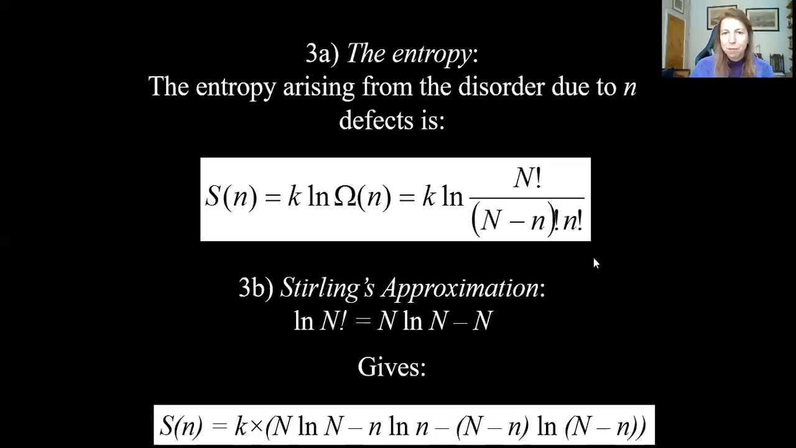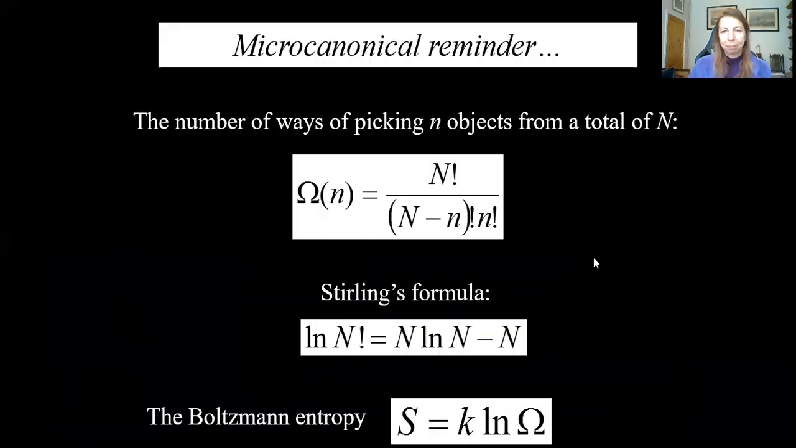So to remind you of the microcanonical ensemble, these are the key equations that we need to know to use it. In the microcanonical ensemble, we need to be able to calculate the statistical weight. And to calculate the statistical weight, we have this formula for counting little n objects from a total of big N objects. So we can use that to assign the statistical weight.